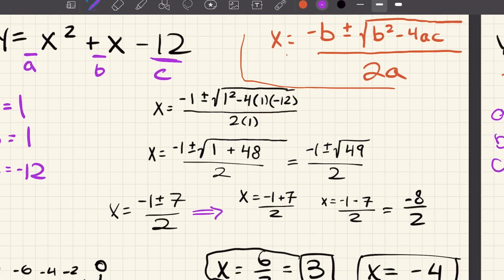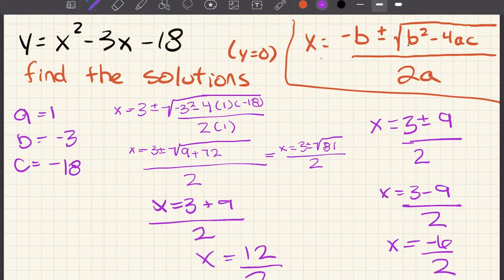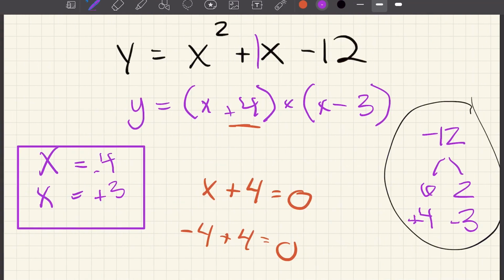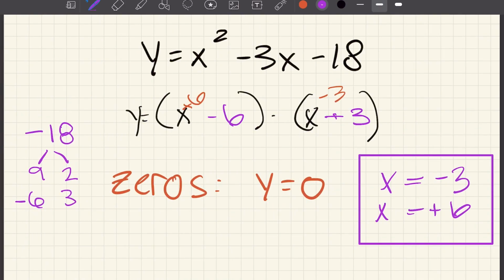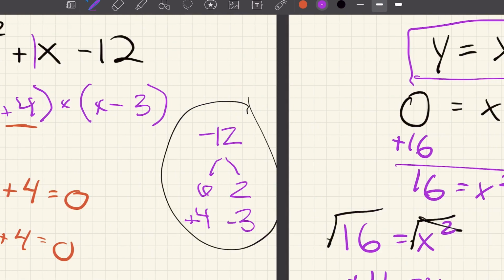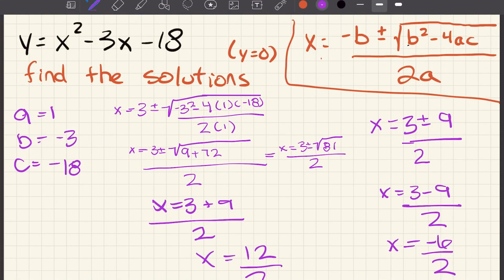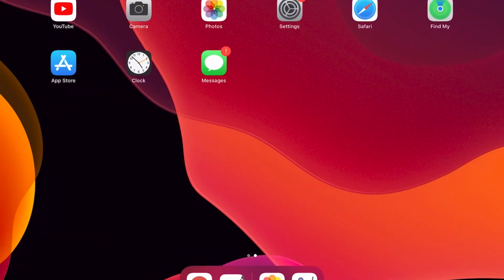Cool. So go check your answer if you want, or if you want to write it down. Pretty cool, huh? Factoring. Wait, then do I write x equals 6 and x equals negative 3? Yeah, exactly. Cool.